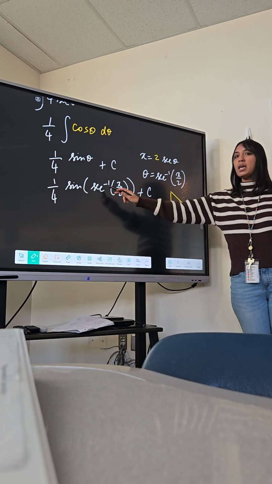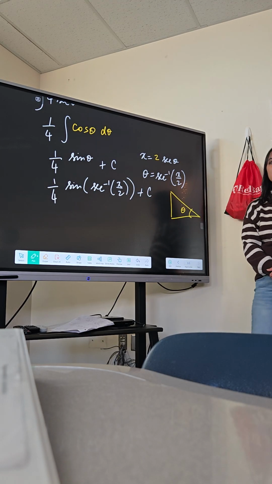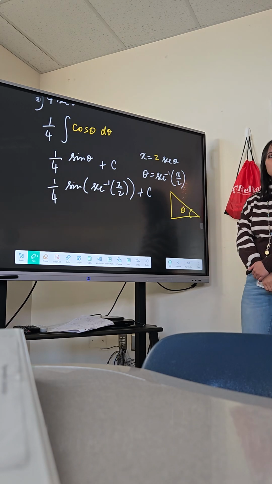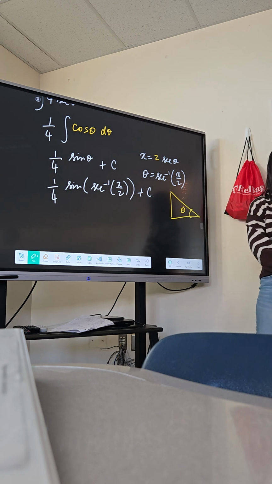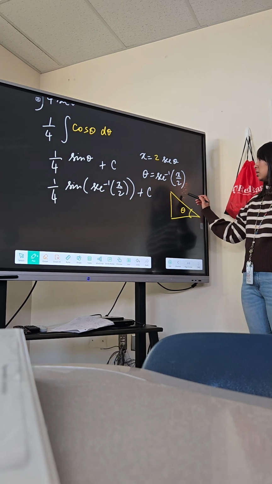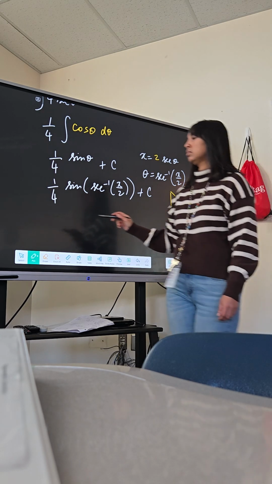Since we have secant inverse, where do I put the x and the 2? Secant is the reciprocal of cosine. Cosine is adjacent over hypotenuse, so the hypotenuse has to be x, not 2.